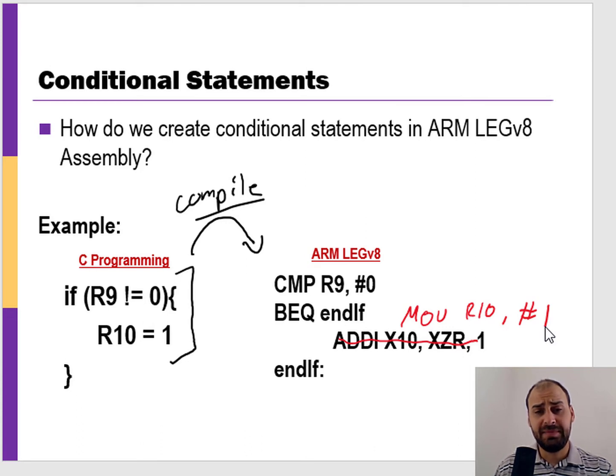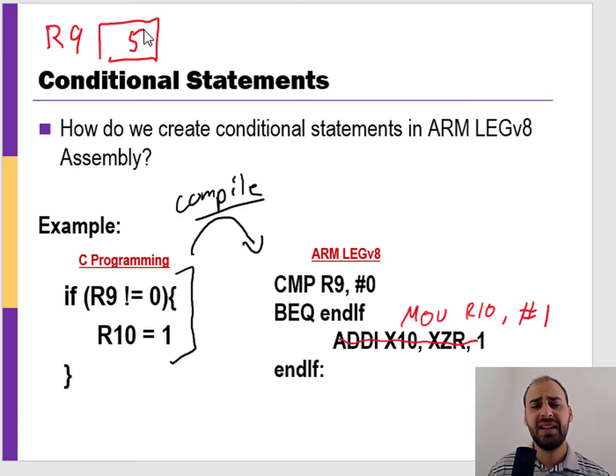Let's take a look at this. To make it sink in, we'll see it in terms of real values. We'll look at it two different ways. Let's imagine that register R9 hypothetically has value 5. What happens on this line, when we run the compare, is we're comparing R9 to the immediate value 0. We effectively do 5 minus 0, and we look at that result, which is obviously 5.